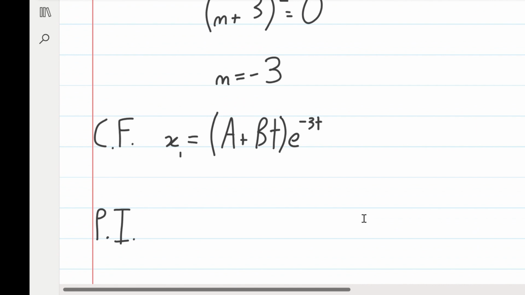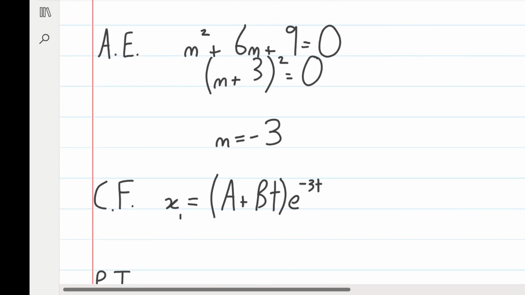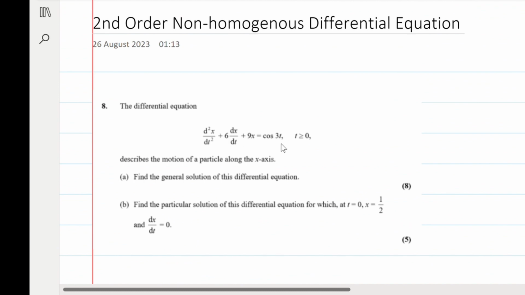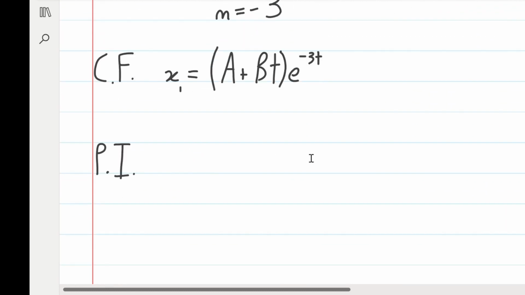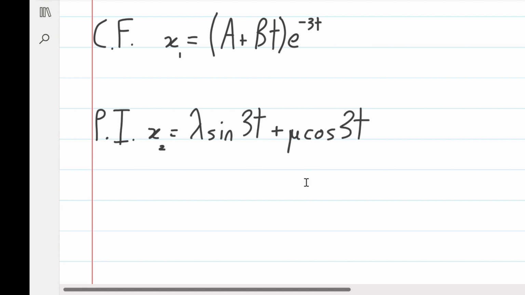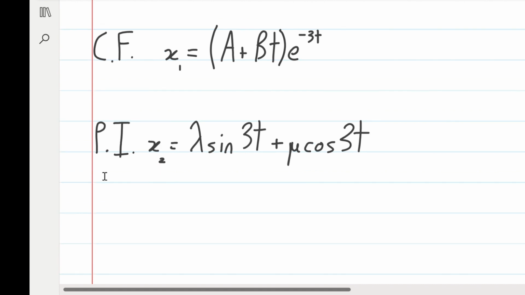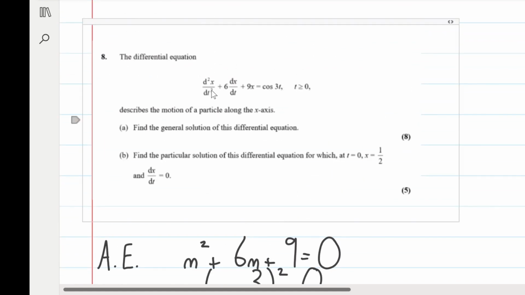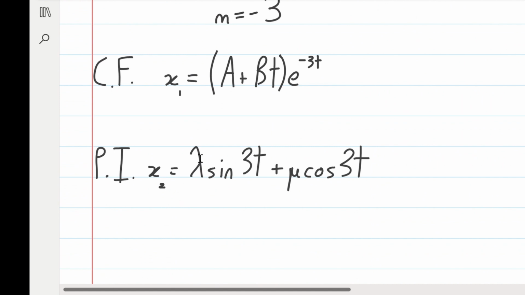There are a few sort of tricks you can use, and the trick here I would use is that if you have cosine or sine, your particular integral should always be lambda sine of whatever's here, which is 3t because it was cos 3t, plus mu cosine 3t. The lambda and mu are unknown, and we're going to solve for them. Then later on, we're going to rewrite the new particular integral with the new lambda and the new mu. So we're going to have, because we called this x2, we're going to have to differentiate this twice.